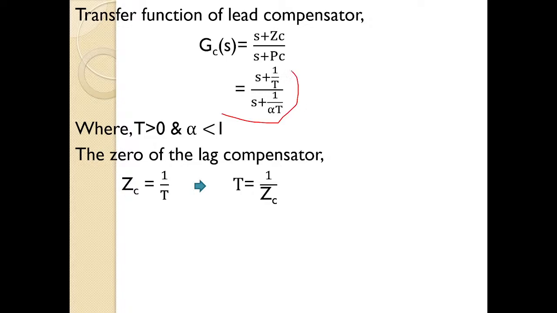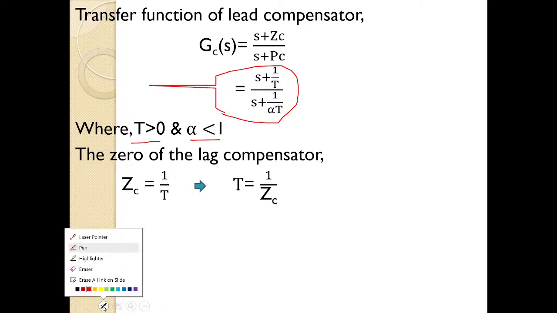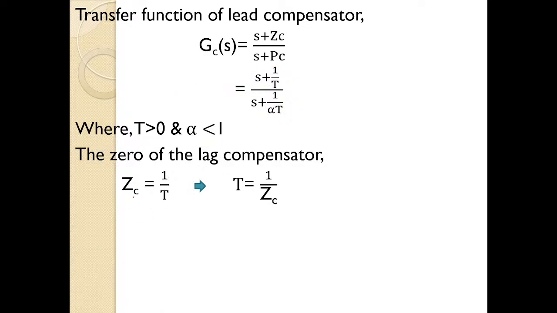This is the transfer function of the lead compensator, where T will always be greater than 0 and alpha will be less than 1.